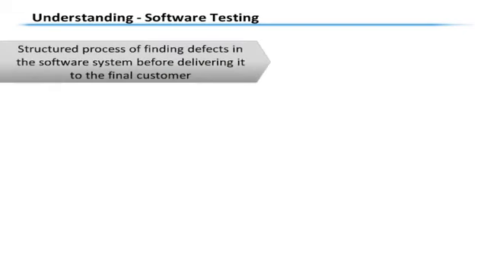Since we're now aware of the detailed aspects of software testing at the theoretical level, now we need to understand the process of software testing. Software testing is a structured process of finding defects in the software system before delivering it to the final customer. This process is a bit complex and involves risk as it deals with the quality of the end product, and in turn that would reflect the brand image of the company delivering the software system to the marketplace.